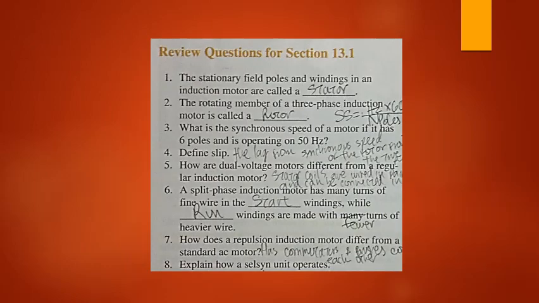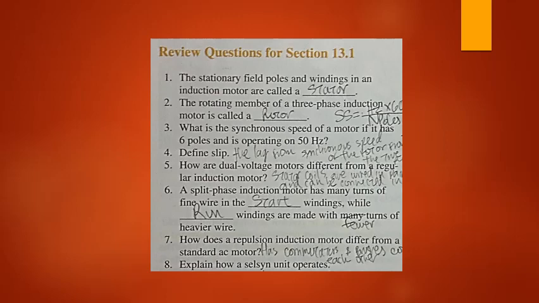Now review questions for section 13.1. Refer to your text. Number 1. The stationary field poles and windings in an induction motor are called a what? Answer is a stator. Number 2. The rotating member of a three-phase induction motor is called a blank. It is a rotor.